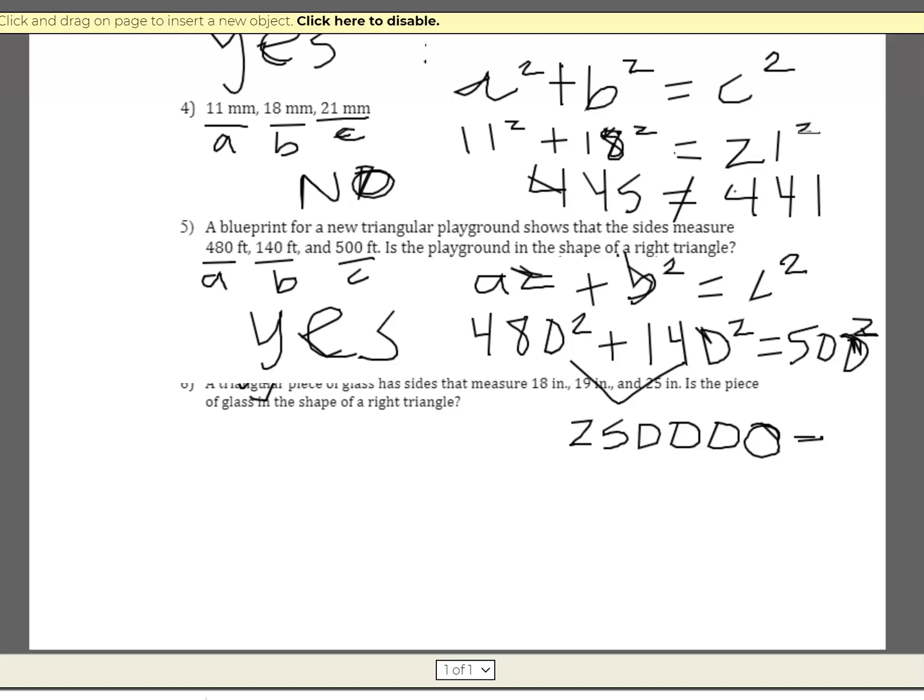All right, so guys, for the last one, go ahead and try it yourself. I kind of erased part of it. So the last one is, it does say a triangular piece of glass has sides that measure 18, 19, and 25 inches. Is the piece of glass in the shape of a right triangle? You have 18, 19, and 25. So go ahead and try that one by yourself.